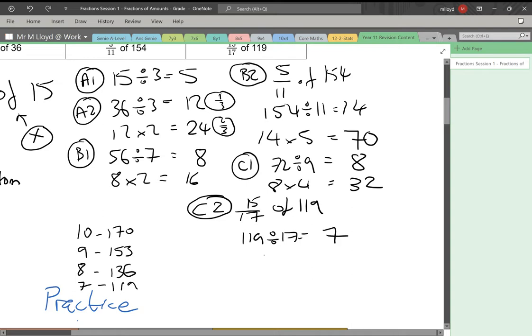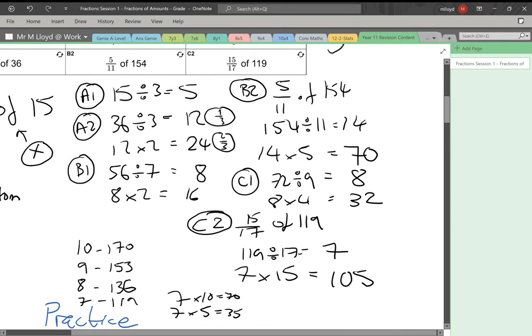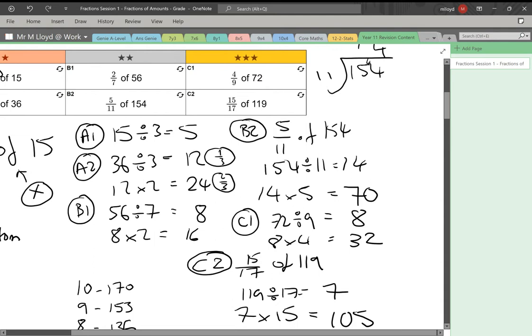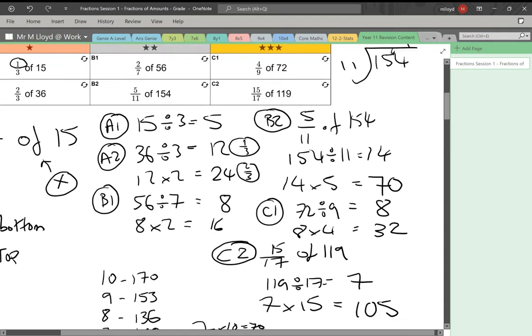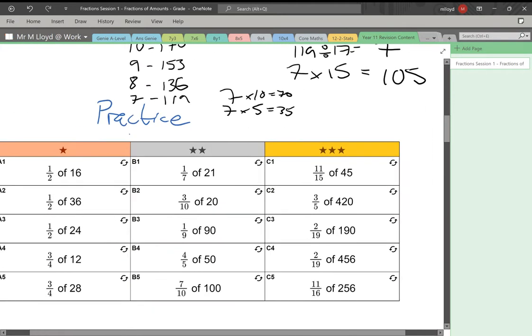So that's 7. And then 7 times 15. 7 times 10 is 70. 7 times 5 is 35. So that gives us 105. And we are there. Okay, great. So these are your examples. At any point, just pause, go back, have a little look at this content.